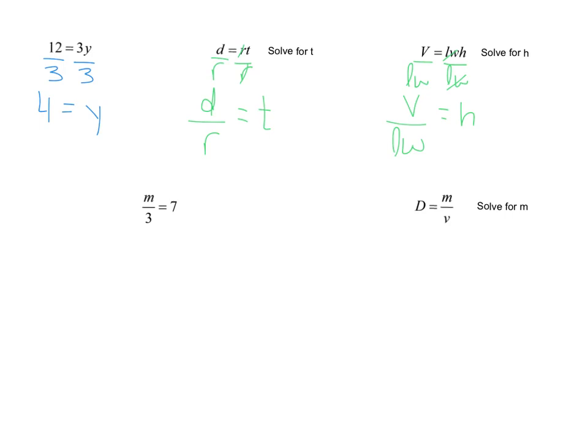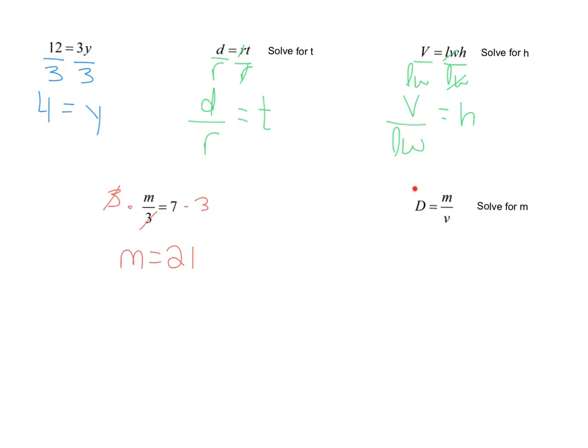M divided by 3 equals 7. The operation here is division, so I'm going to multiply both sides by 3. These 3's would cancel, and I get m equals 21. Same thing over here. I've got D equals M over V.